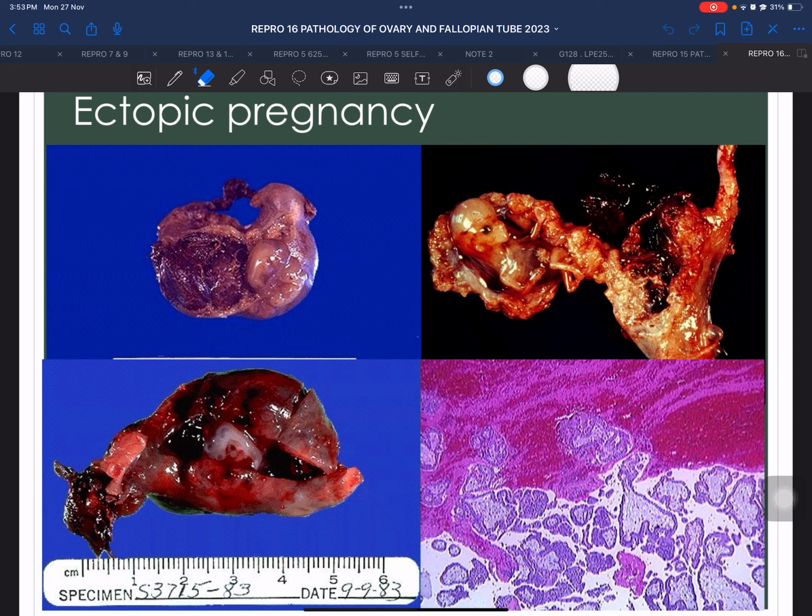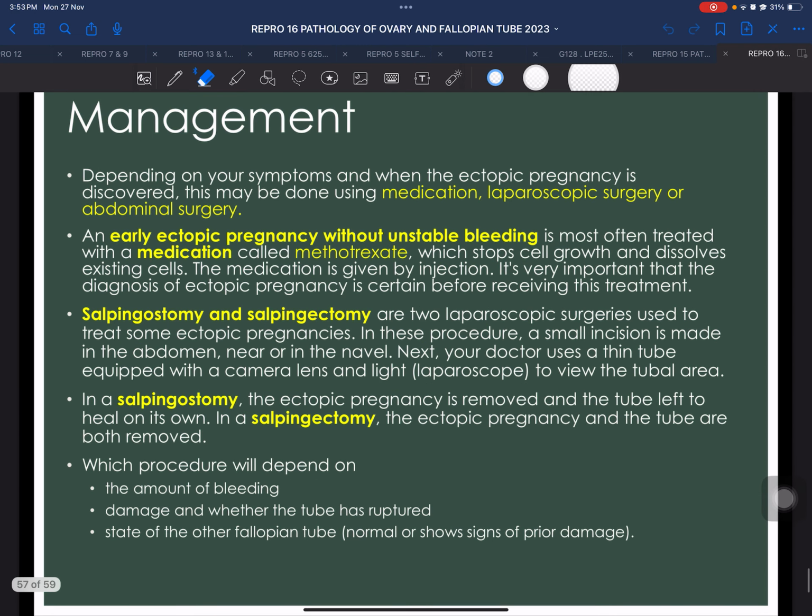Okay, so for ectopic pregnancy, most of the time they end up having surgical management, right? But if you read some literature, they do mention giving medical treatment. But this is predominantly in those with early ectopic pregnancy without unstable bleeding, and they give medication. But most of the time they end up having surgery as well, right? So the diagnosis of ectopic pregnancy has to be very certain before receiving this treatment.